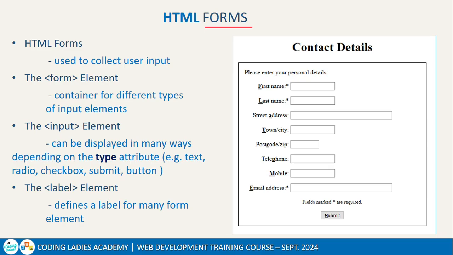You also have the reset. When you change the type to reset, when you click on that button, it will clear everything in the form. So these are some type attributes that you can include in the input. Then you also have the label, and the label defines, for example, a name. You can see that there is a label here for first name, last name, and the street name. You can use a label for each of the inputs. So take note of that.